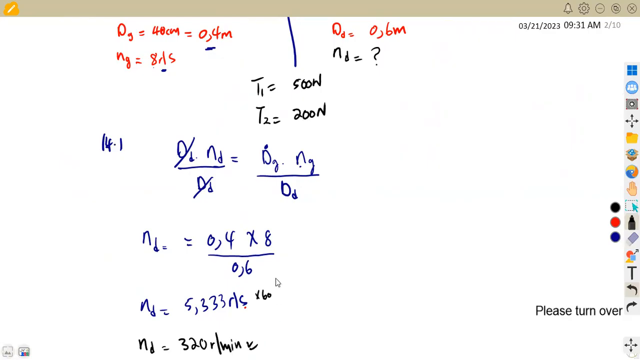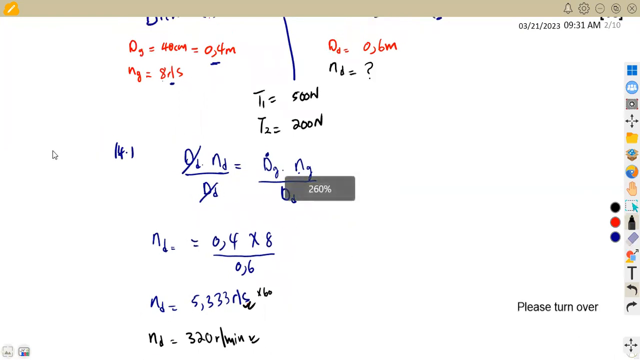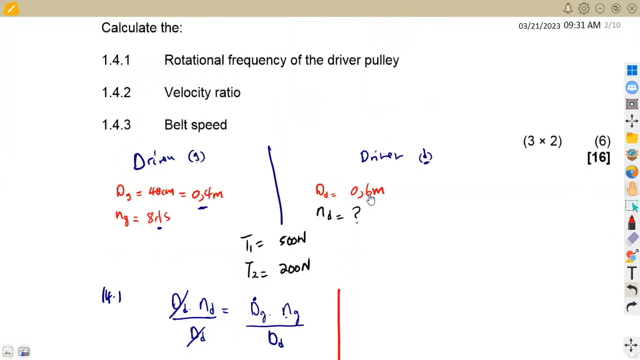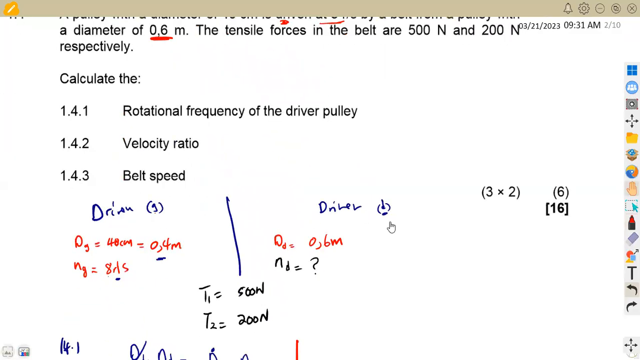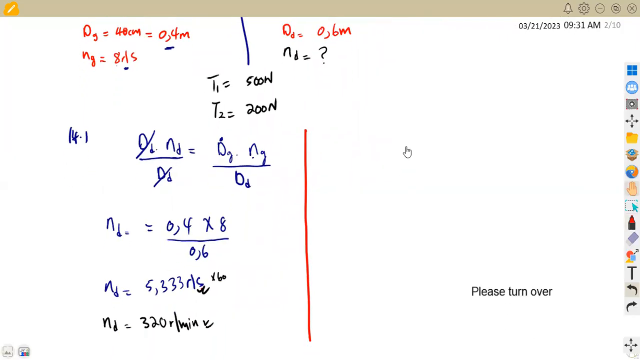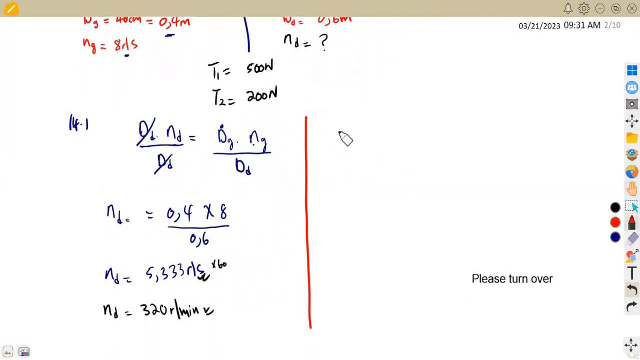So you can leave your answer in revs per minute or in revs per second. All right, so that was what we had on 1.41 in this case. Okay, let's check the other part of the question, which is 1.42, the velocity ratio. For the velocity ratio, we can use a lot of formulas, depending on the information that you are given.